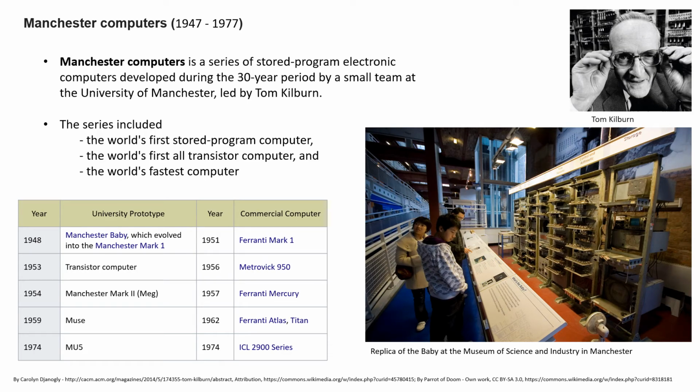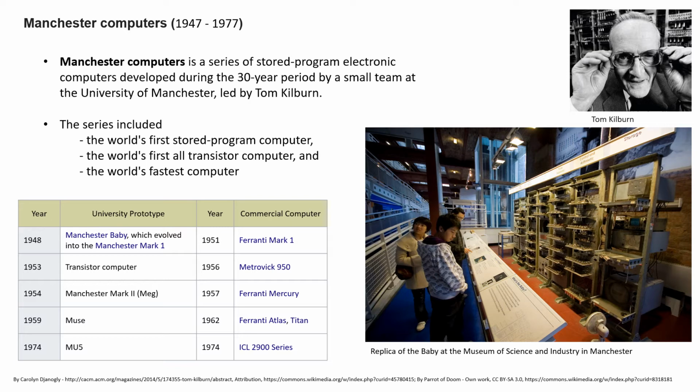Next in the list is the Manchester computers during 1947 to 1977. Manchester Computers is a series of stored programmed electronic computers developed during the 30-year period by a small team at the University of Manchester led by Tom Kilburn. The series included the first stored program computer, the world's first all-transistor computer, and the world's fastest computer.